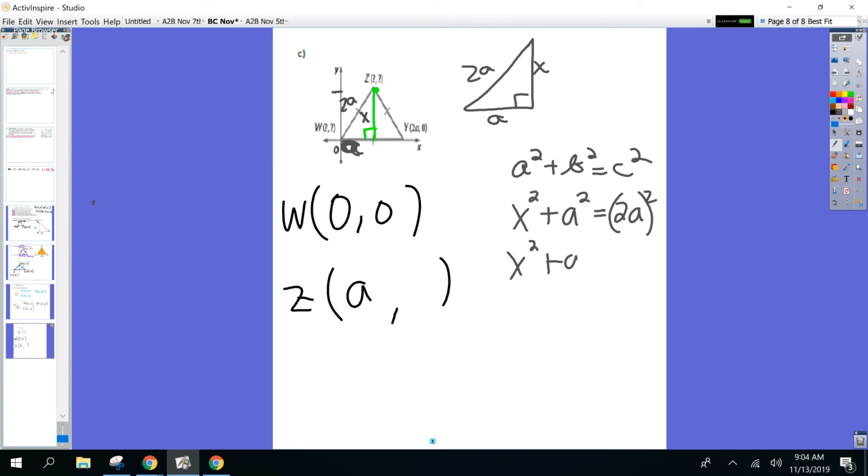X squared plus a squared. What is 2a all squared? 2a times itself. 4a squared. Remember, I'm solving for a squared. Next move, group. You're trying to get x squared by itself, right? So move the a squared over. How?